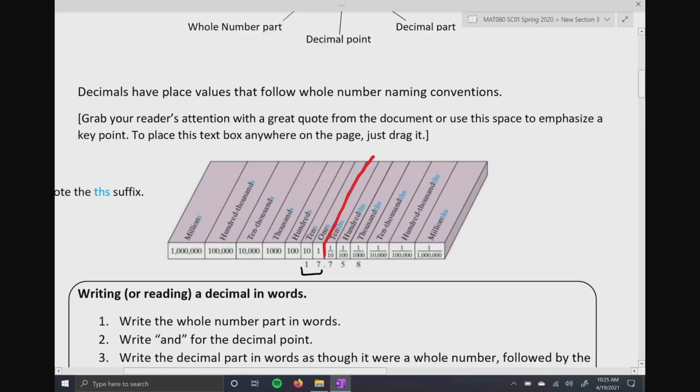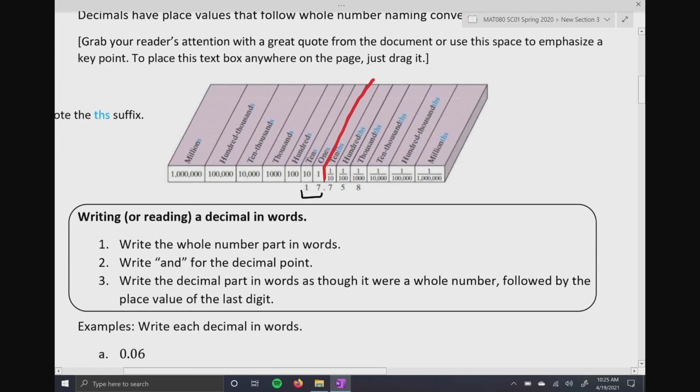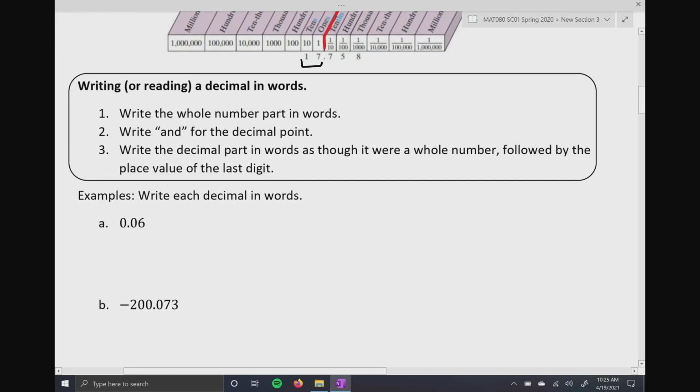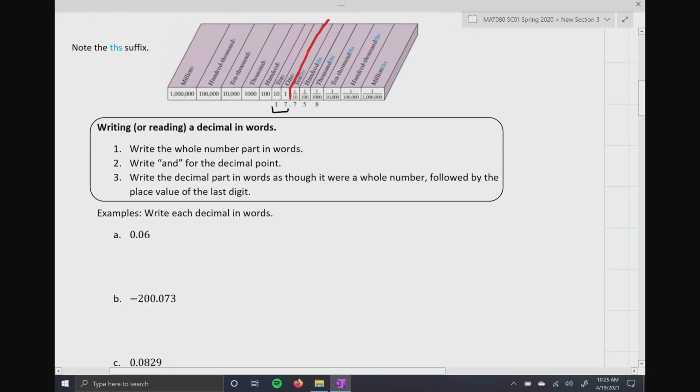So the first thing that we're going to learn how to do is read a decimal or write a decimal, okay? And it's actually very simple. There's only 3 parts to it. So step 1, you write the whole number part in words. Then you use and for the decimal point. And then lastly, you write the decimal part in words as if it was a whole number, followed by the place value of the last digit. So let me show you how this works. I'll zoom out here so you can still see the picture.